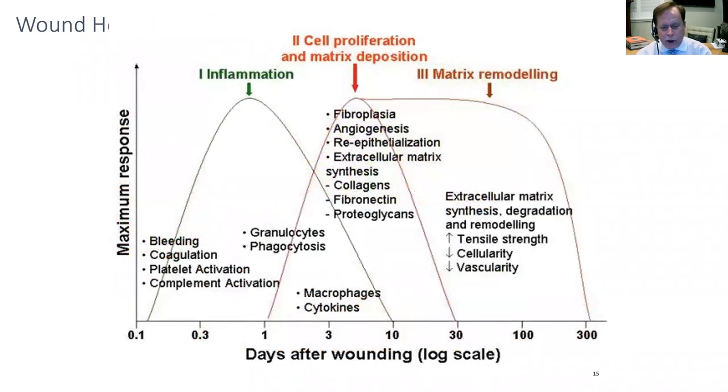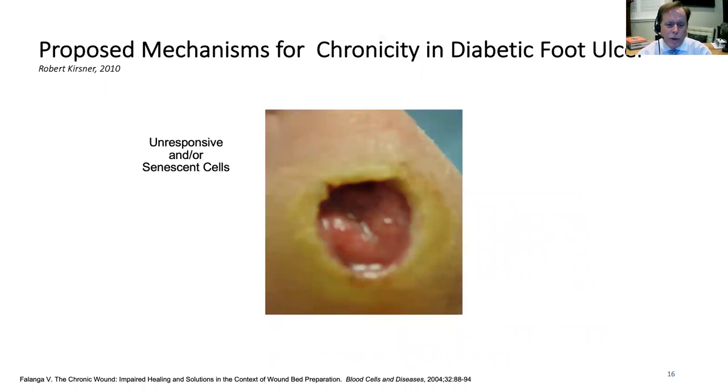So just looking at this cartoon, you get a sense of how complicated this process is. These are overlapping phases. They're all occurring simultaneously. But I kind of think in terms of how I would look at my computer screen or my television set. I only think about it, and people only think about it, when it's broken. And really, that's what happens when you have a chronic non-healing wound. So first and foremost, you have unresponsive or senescent cells. And if you don't do anything to change that paradigm, you wind up with replicative senescence.